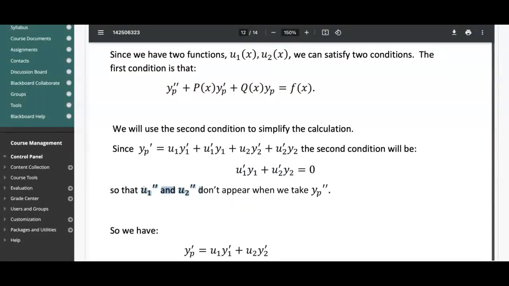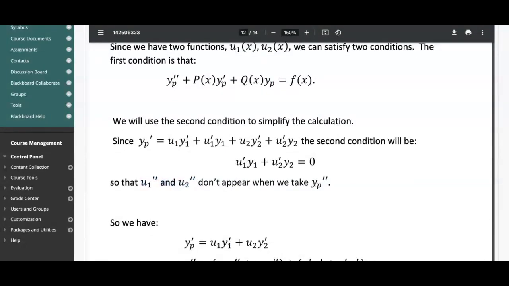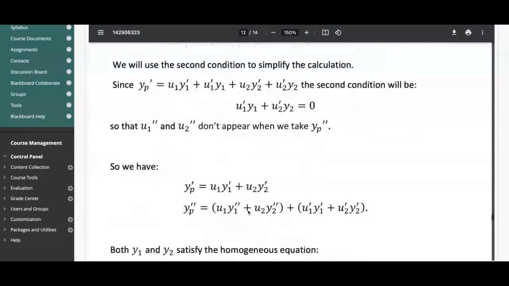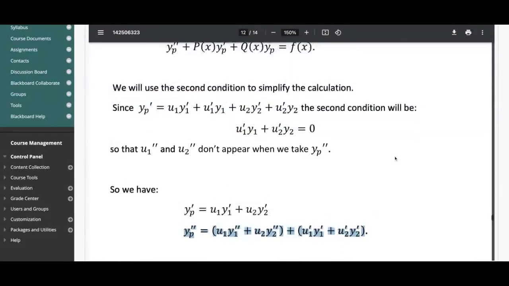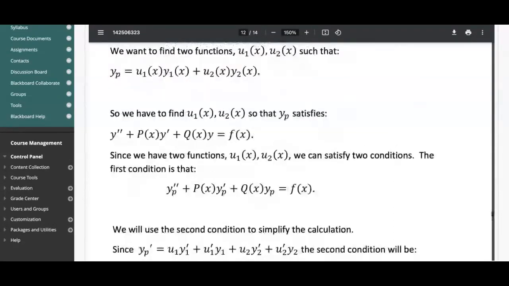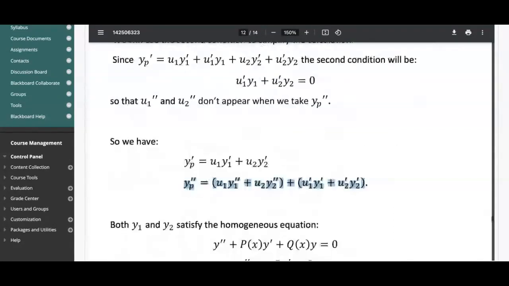And the double prime of those two don't appear when we take y double prime. So we have the first derivative, we get this. The second derivative, we get this. Okay. If you have little problem to see this, calculate it yourself, right?